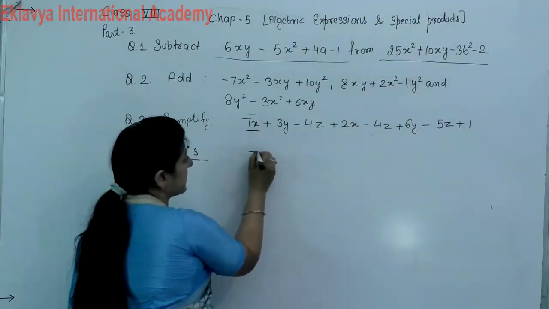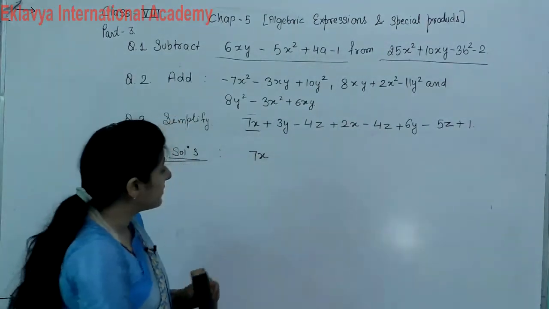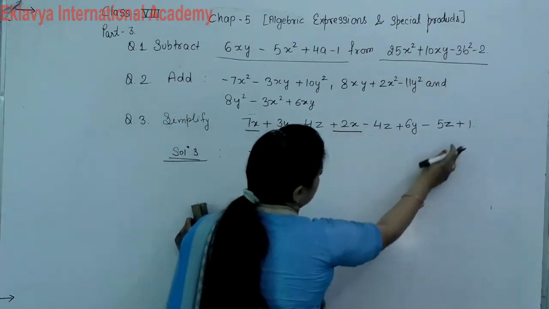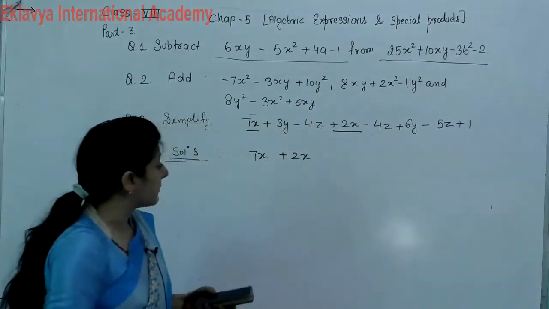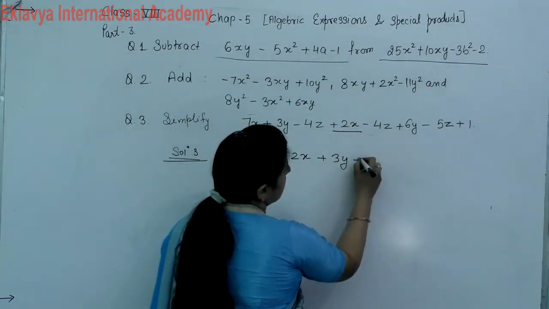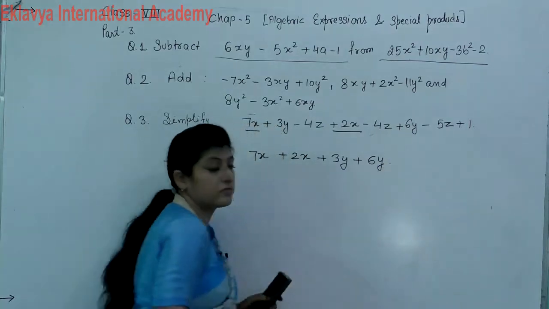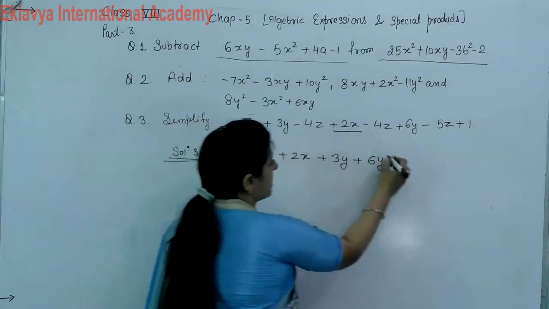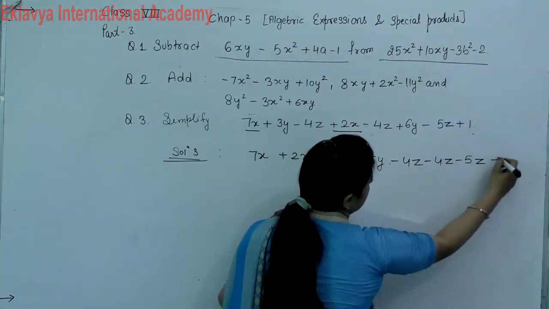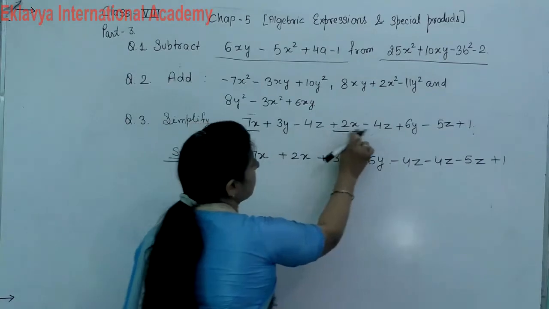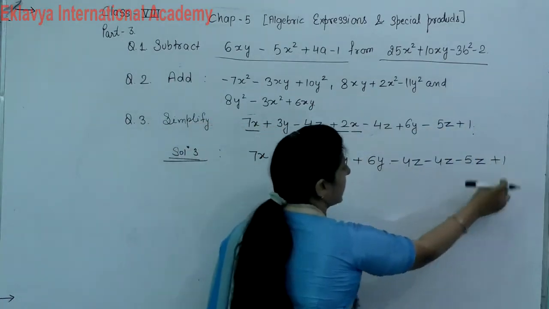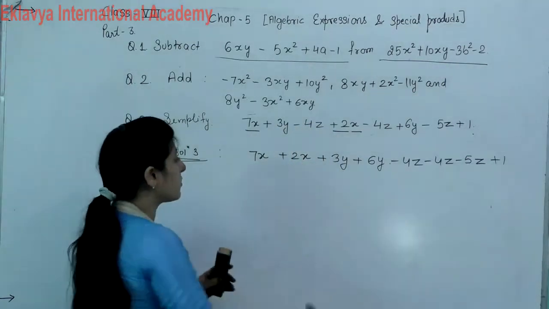See 7x, in this all like terms related to x, plus 2x, only this one. Okay, now plus 3y, here plus 6y, minus 4z, minus 4z, minus 5z, then this one is 1. All terms: 1, 2, 3, 4, 5, 6, 7, 8. All terms written. Now solve it.